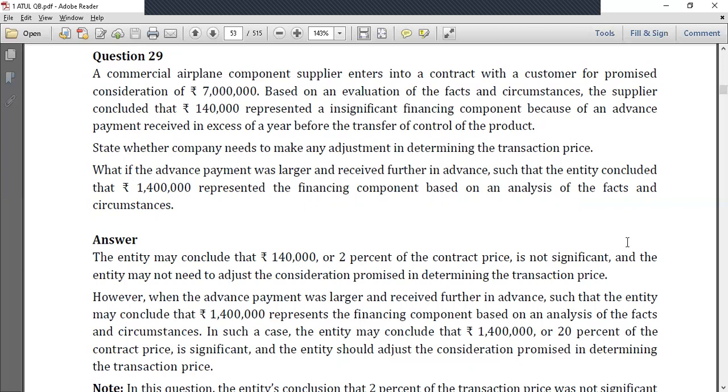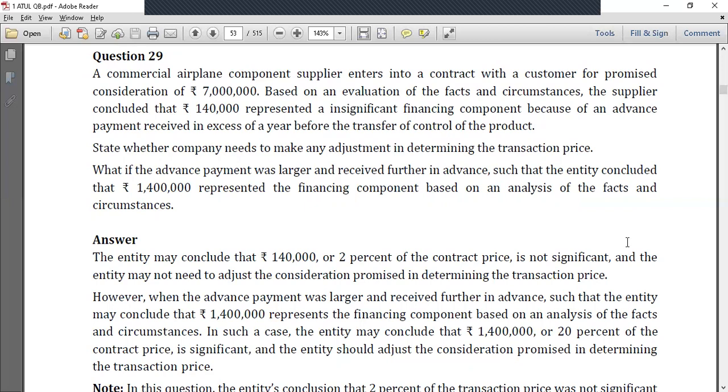Whereas 14 lakhs is 20% of 70 lakhs, okay, that financing component may be concluded as a significant one. So the entity may conclude 1,40,000, which is 2% of the contract price, is not significant, and that the entity may not need to adjust the consideration that is promised in determining the transaction price because it is insignificant.